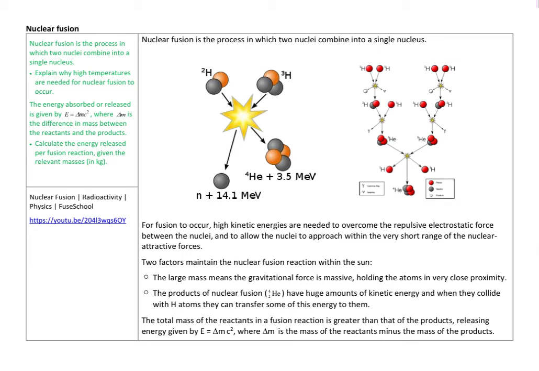As I sort of hinted at before, the total mass of reactants in a fusion reaction is greater than that of the products, releasing energy given by E equals delta m c squared, where delta m is the mass of the reactants minus the mass of the products. So we can do calculations like I did at the end of the previous video to work out how much energy is released. I'm not going to go through those. Again, it's exactly the same process as before. And I think, yeah, have a look back there if you need some assistance with that.